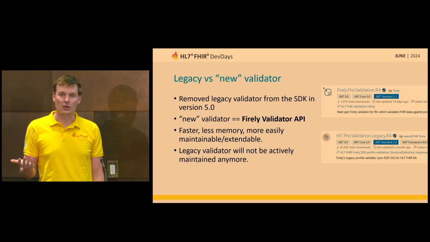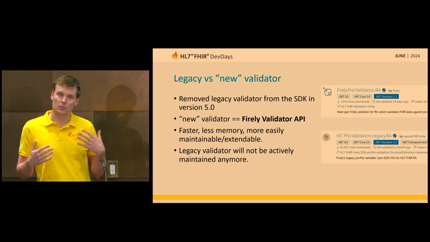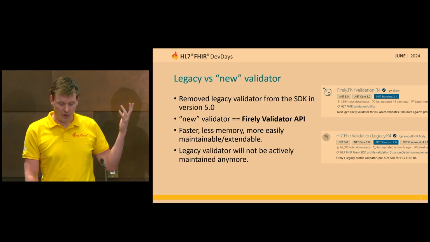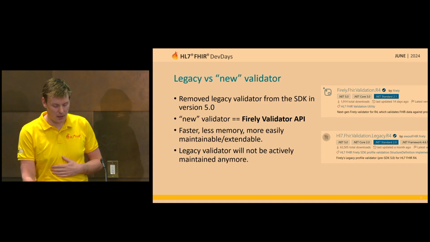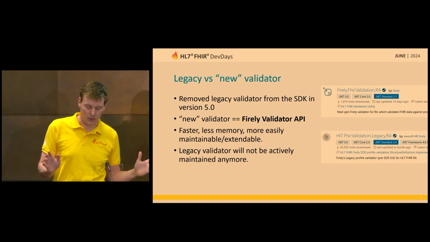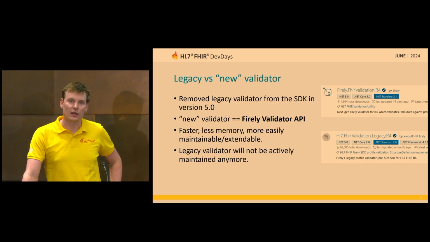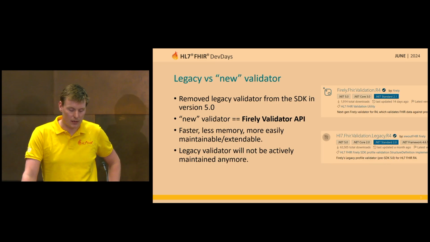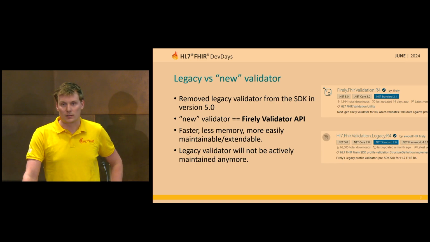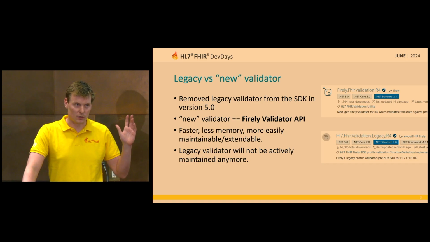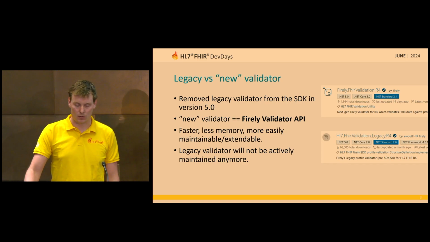But as of earlier this year, we matured our newer one and published it. So now we have the FHIR validation in R4, which is the new one. You shouldn't use the old one anymore. The newer one is faster. It does validation faster and has less memory impact. For us, that's one of the reasons we created a new one. It's more maintainable and more extendable as well. I'm going to talk to you about that later in the presentation.